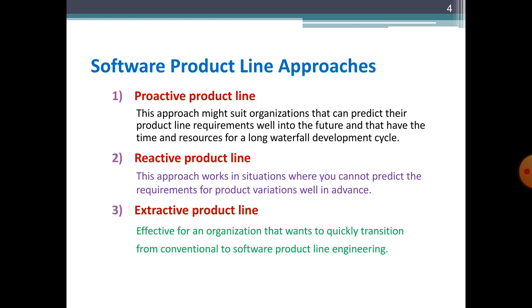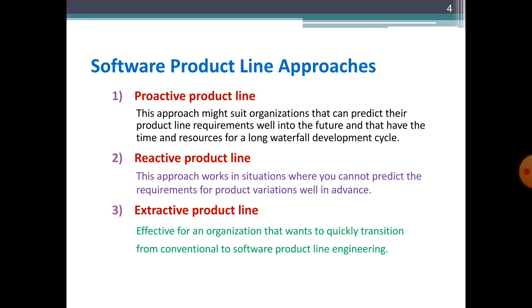The first is the proactive approach, the second is the reactive approach, and the third is the extractive product line approach. Students, the proactive approach to software product line is like the waterfall approach to conventional software. So you should analyze, architect, design, and implement all product variations on the foreseeable horizon upfront.